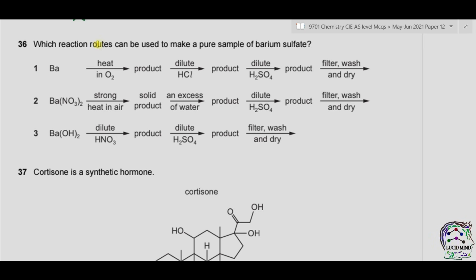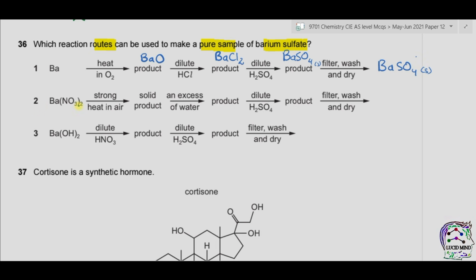Question 36. Which reaction routes can be used to make a pure sample of barium sulfate? First one is barium metal. When heated in the presence of oxygen, it forms product which is barium oxide. Then barium oxide can react with dilute HCl to form salt, barium chloride along with water. This barium chloride product can be reacted with dilute sulfuric acid to form barium sulfate, which is insoluble, solid. It can be filtered, washed and dried to obtain pure barium sulfate.